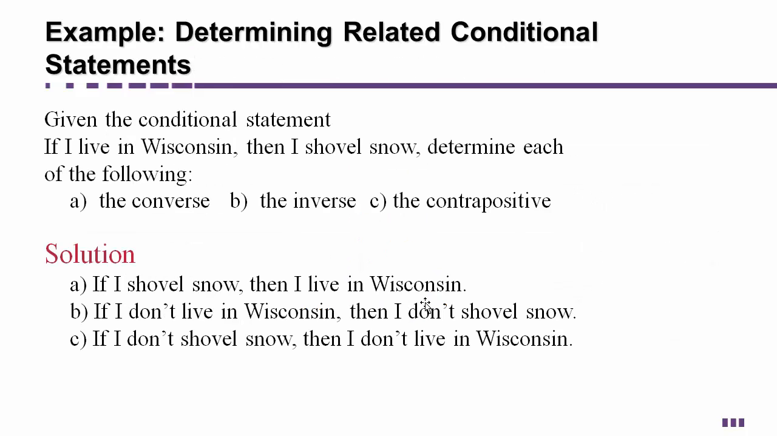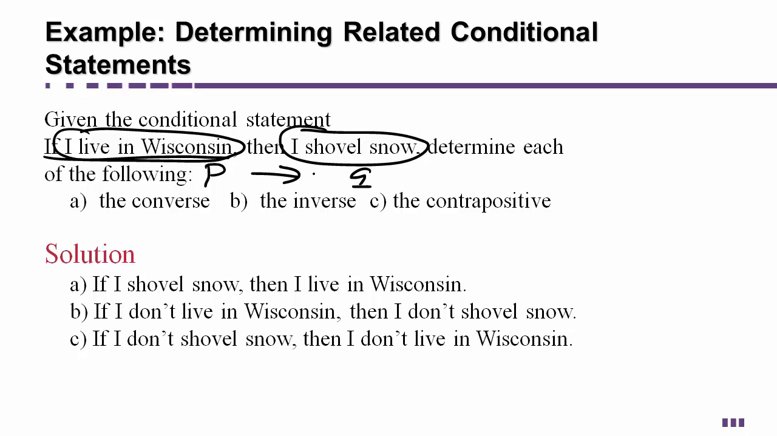Some examples. If we use the statement, if I live in Wisconsin, then I shovel snow, we can do the converse, the inverse, and the contrapositive. Again, the best thing to do with these things is to identify the pieces. If I live in Wisconsin, right? So I live in Wisconsin is P. Then I shovel snow is Q. So there's my P implies Q.